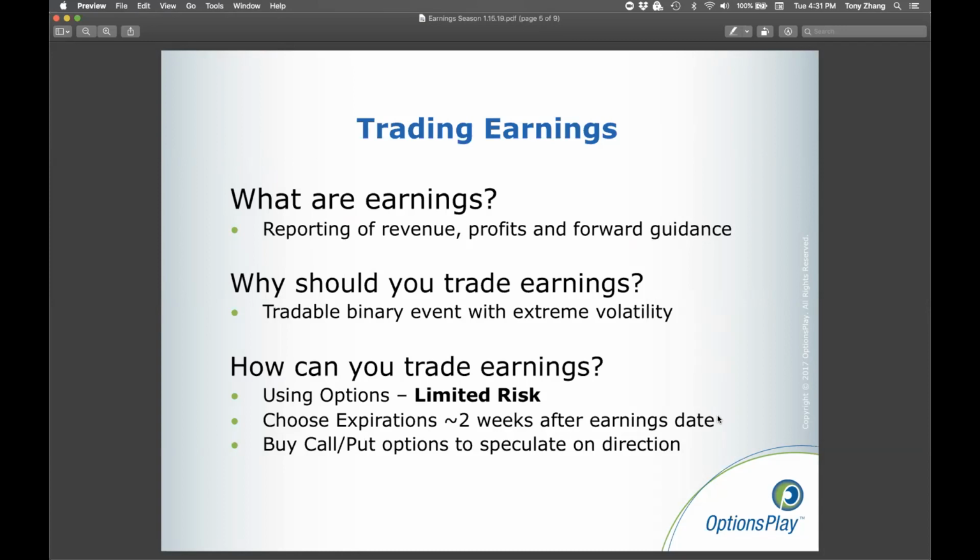So that's really where we see the largest impact of forward prices based on a company's forward guidance. Now, why should you pay attention to this, and why should you trade this? The reason is because when companies report their earnings, when they report their revenue, profits, and provide that forward guidance, it creates a tradable binary event with extreme volatility.